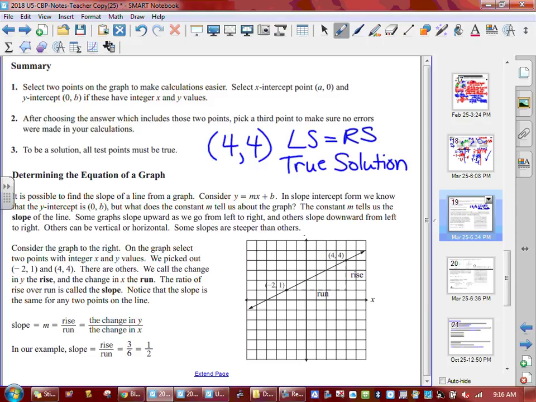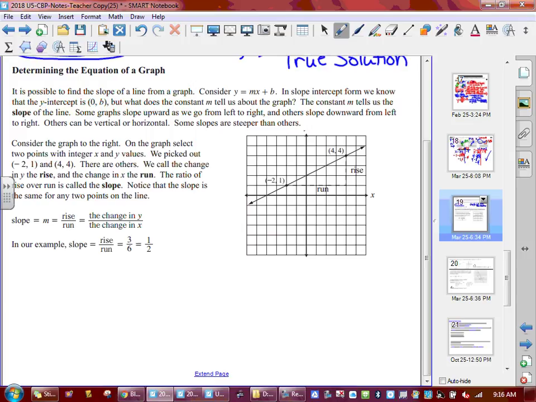Okay, and that's what they're telling us here, to be a true solution. The left side has to equal the right side, okay? All right, now, how do we determine the equation of a graph? This is how we're going to write one, just by looking at the graph, okay?